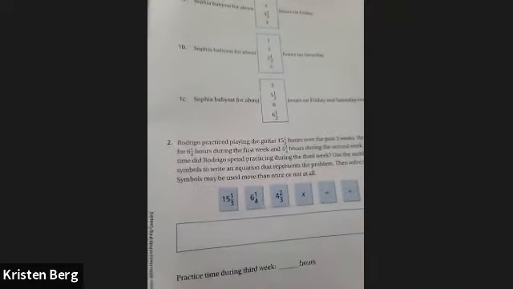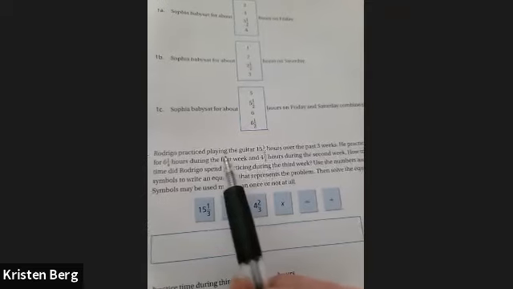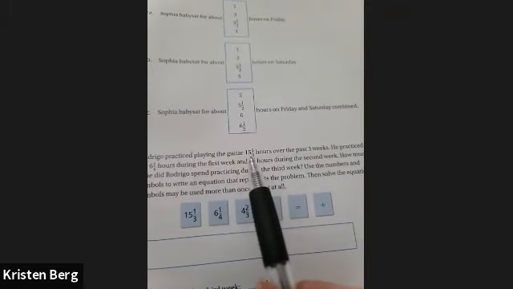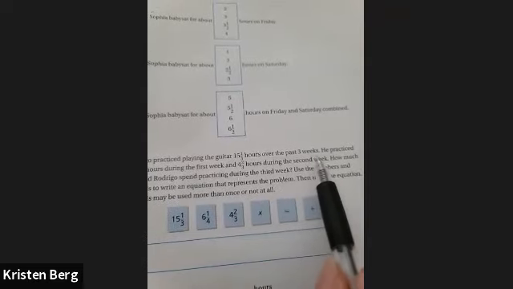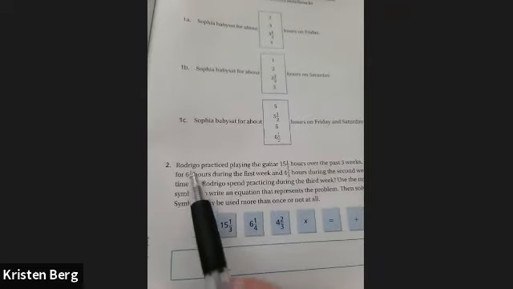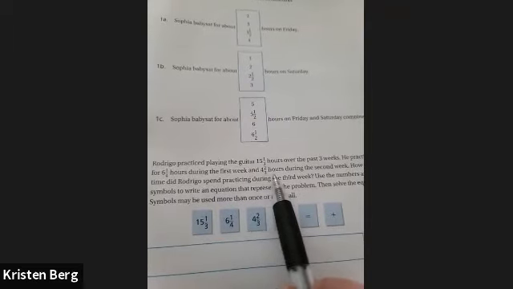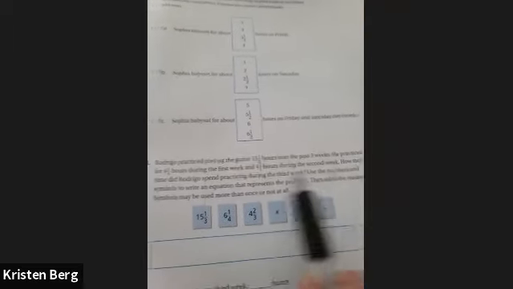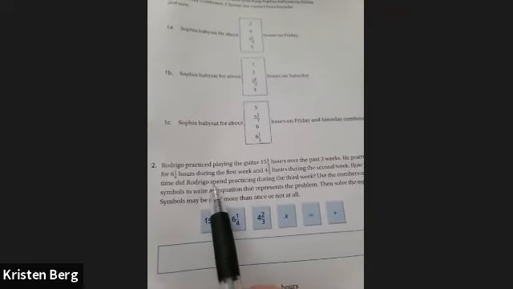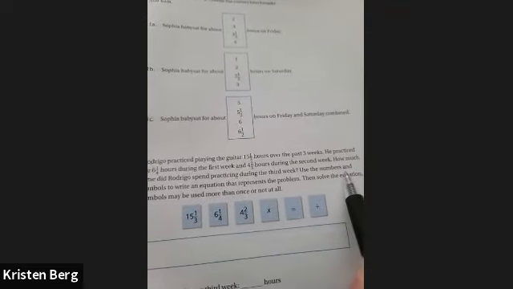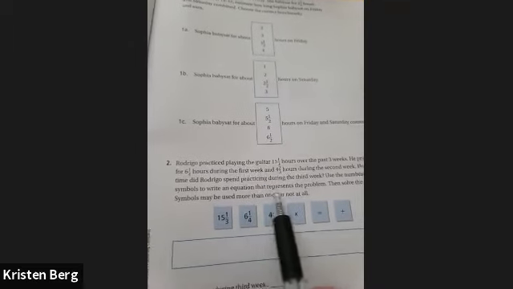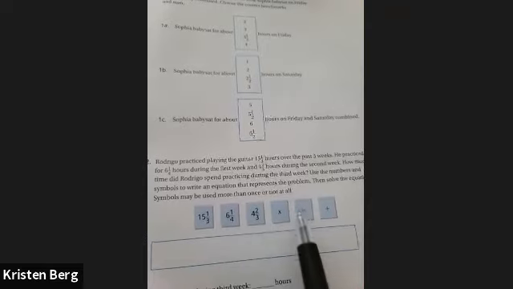All right, I am going to turn it around. The first one that I'm going to go over is actually going to be number 2. So it says, Rodrigo practiced playing the guitar with 15 1/3 hours over the past 3 weeks. He practiced 6 1/4 hours on the first week and 4 2/3 the second week. How much time did Rodrigo spend practicing on the third week? Use the numbers and symbols to write an equation to represent the problem.